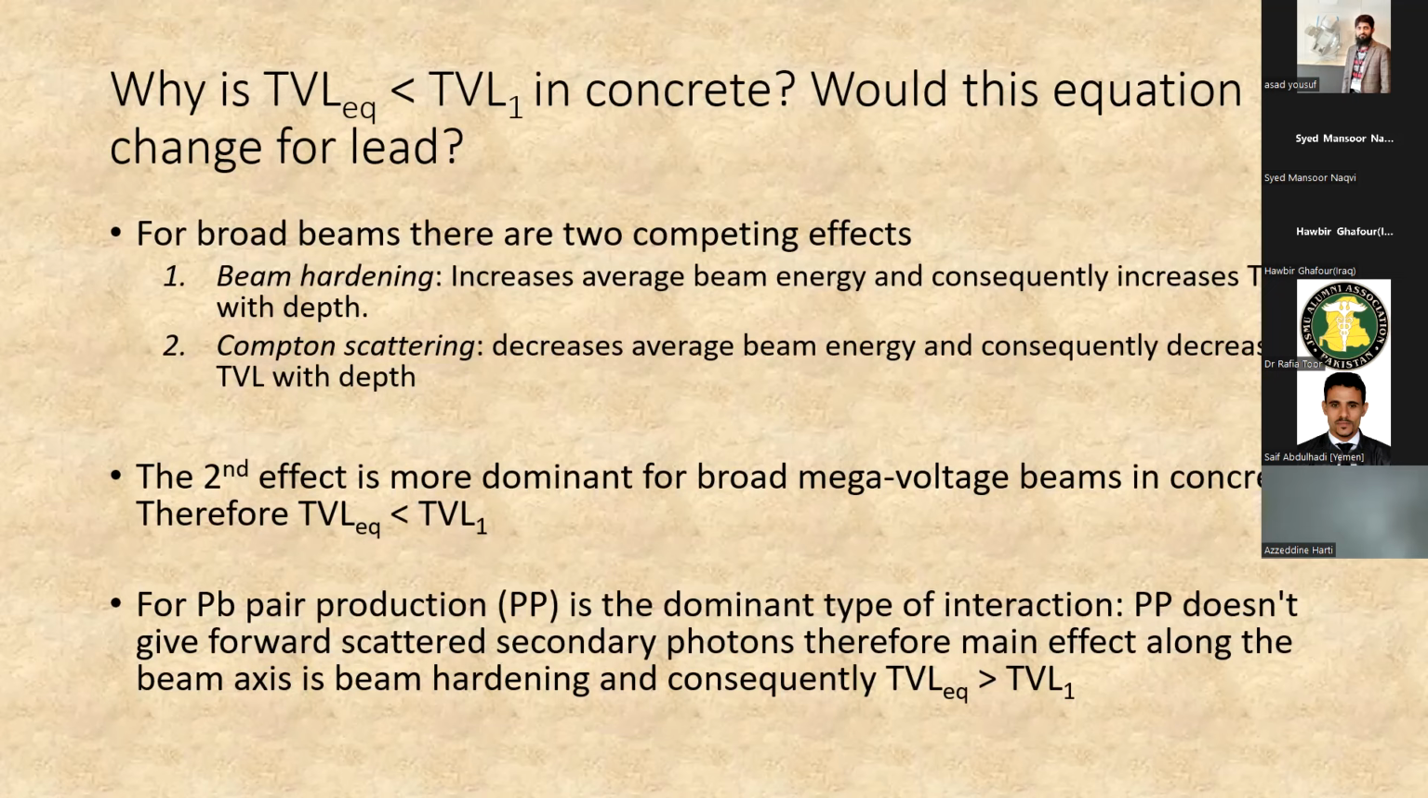For the broad beam, there are two competing effects: beam hardening and Compton scattering. So beam hardening increases the average beam energy and consequently increases the TVL with depth, whereas the Compton scattering decreases the average beam energy.